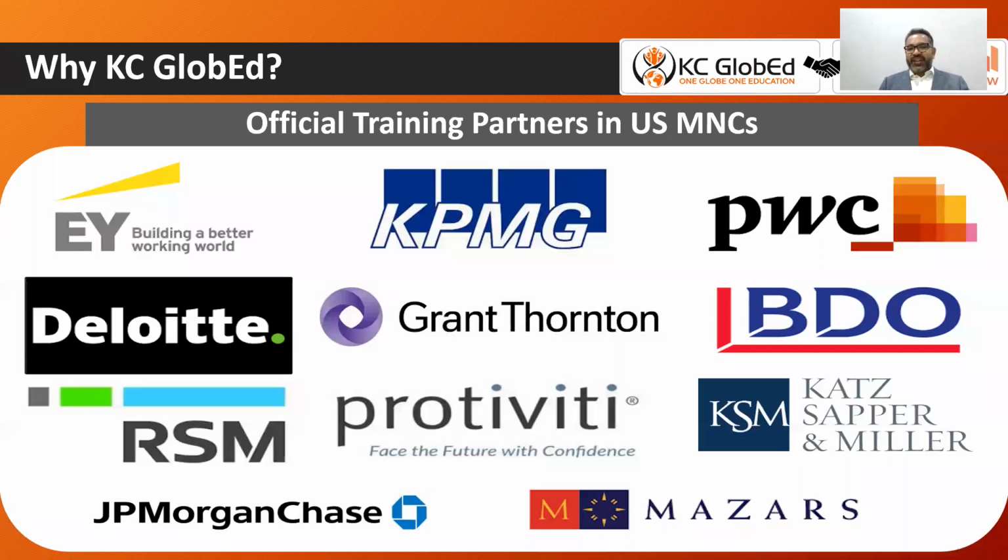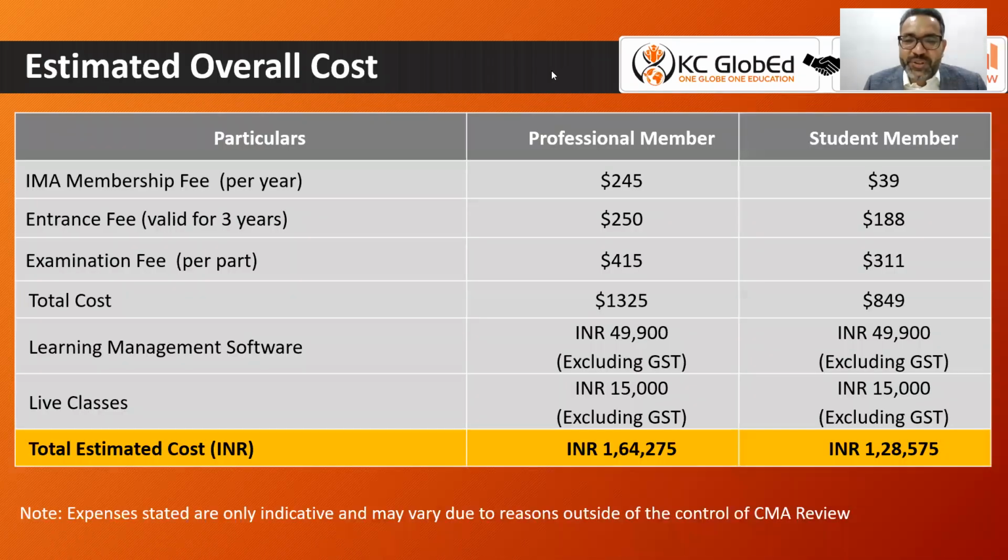Now, the last part of the day, which is the estimated cost. I'm sure you all would be eagerly waiting to know the breakup of the cost. At a high level we discussed it would be approximately 1,40,000, but now the breakup and how you need to pay for it. First, you need to take admission, which is the IMA membership fee. That is $39 only for a student. And then the admission fee, which is for 3 years. Once you pay, it is valid for 3 years, and that is $188.